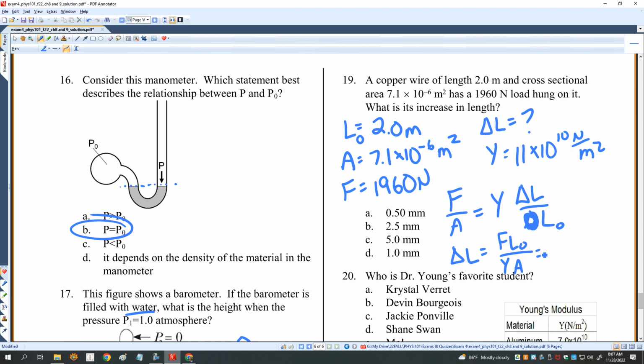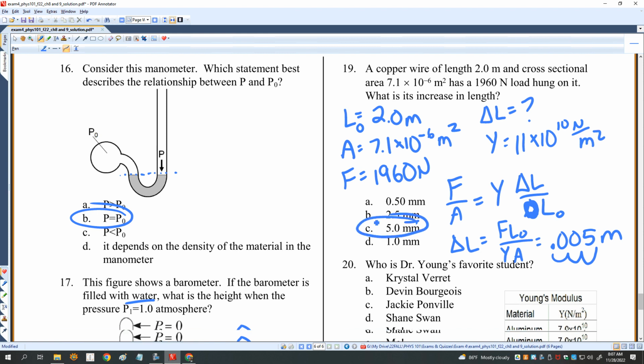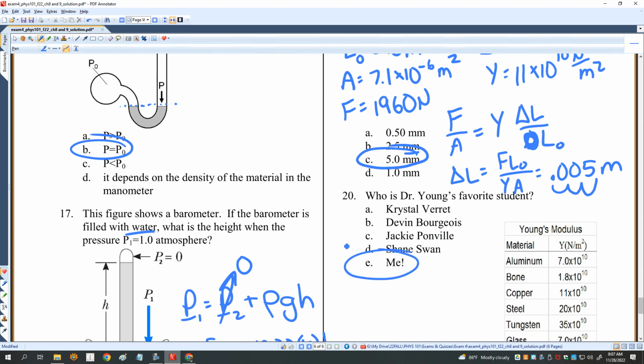I get 0.005 meters. Of course, that's not an option. Oh, but then I realize that this is in millimeters. So that means I need to move that decimal place over 3 spots. I get 5 millimeters. And of course, the answer here is me.